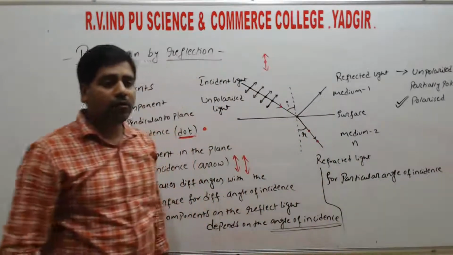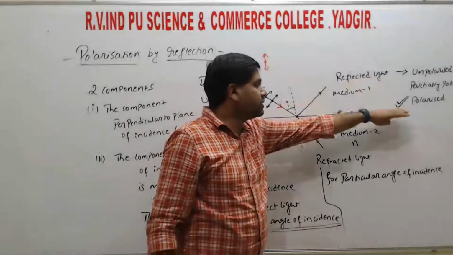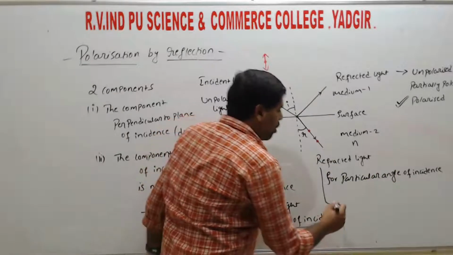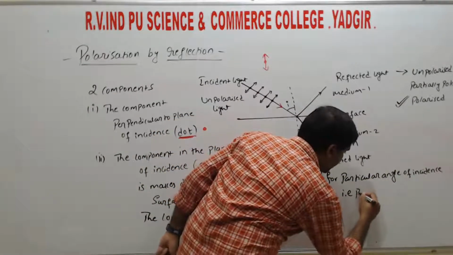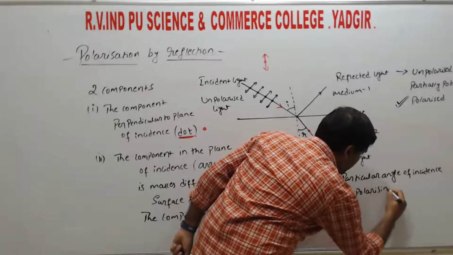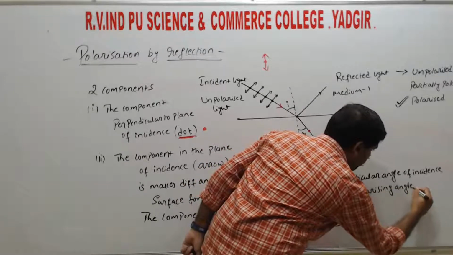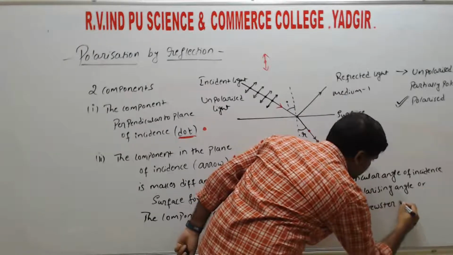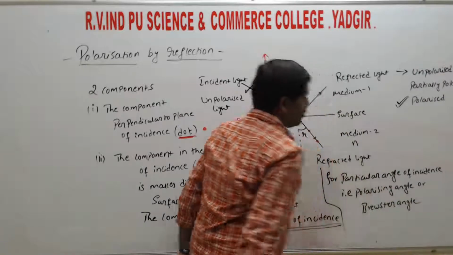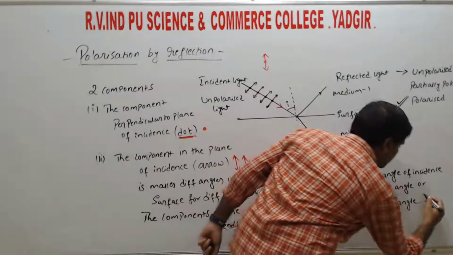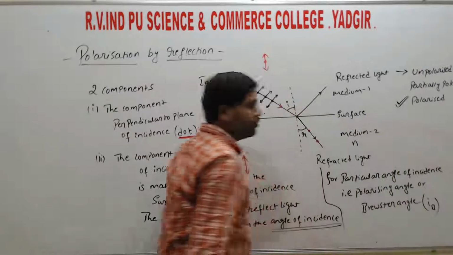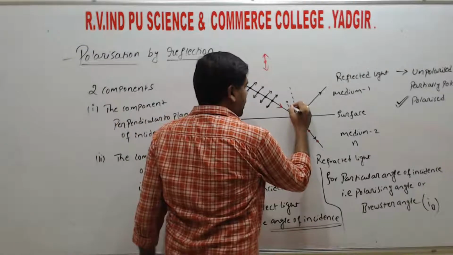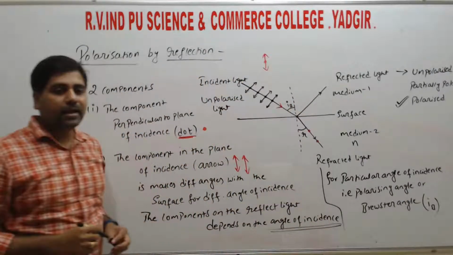For a particular angle of incidence, the reflected light is completely polarized. That angle we call the polarizing angle, or Brewster's angle. It is denoted by i_B, right? So if we have i_B, the polarizing angle, then what happens?